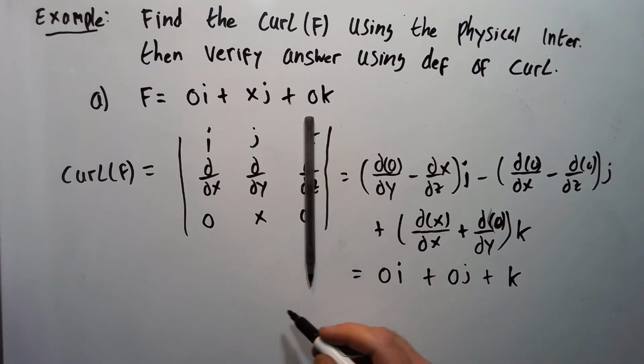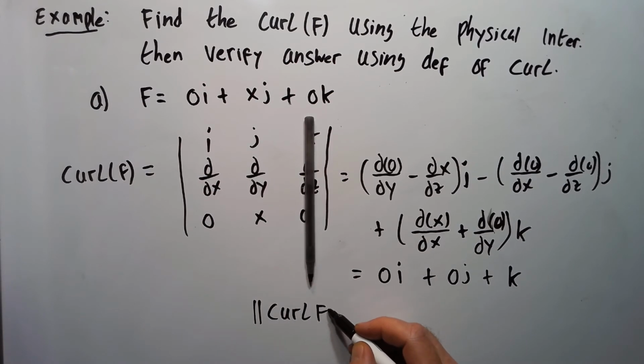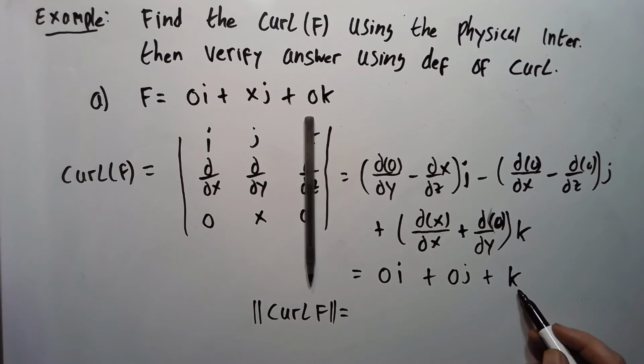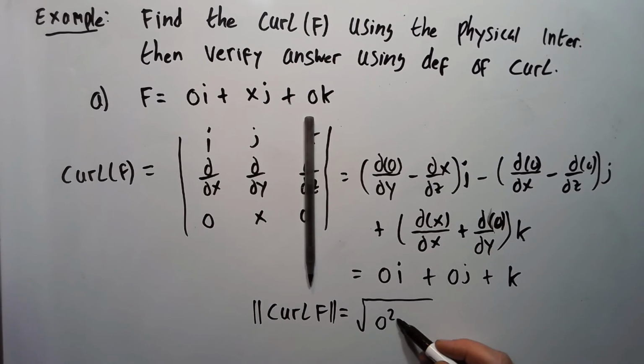And also if you look at the magnitude of the curl, well, just a K component is just going to be square root of 0 squared plus 0 squared plus 1 squared, which is 1. And that's what we predicted, because this should be the max RPMs, and we predicted the max RPMs as 1. Okay, so let's look at another example.